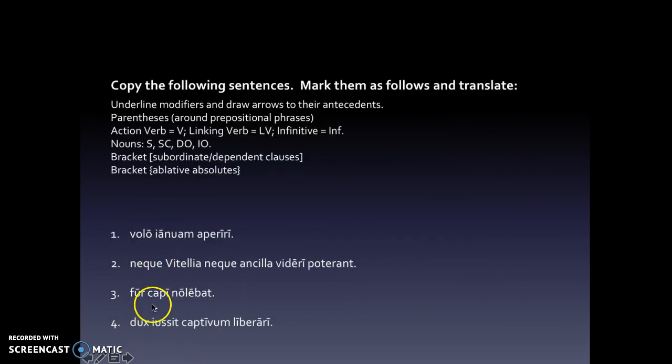All right, copy down these four sentences. Go ahead and mark them accordingly and write out translations, and then we'll compare notes. All right, let's look at number one, volo ianuam aperiri. We've got no nominative, but we can look at our verb ending and know that the subject is I. So this is our verb, direct object, passive infinitive. I want the door to be opened.